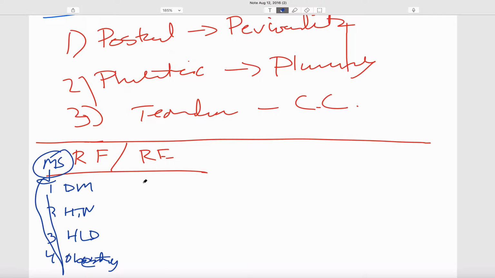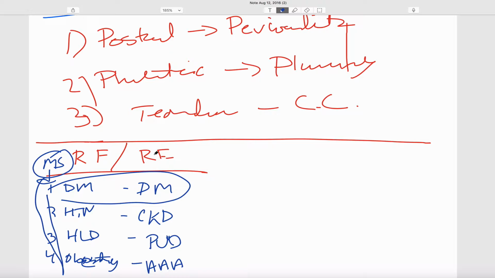Your risk equivalents would be your diabetes, your chronic kidney disease, your peripheral vascular disease, and your abdominal aortic aneurysms. So these would be your risk equivalents, and diabetes is in both right here. And so what does this mean? These are equal to coronary artery disease. So if you see them in a stem of a question, you need to be thinking about coronary artery disease as something that we need to be aware of.